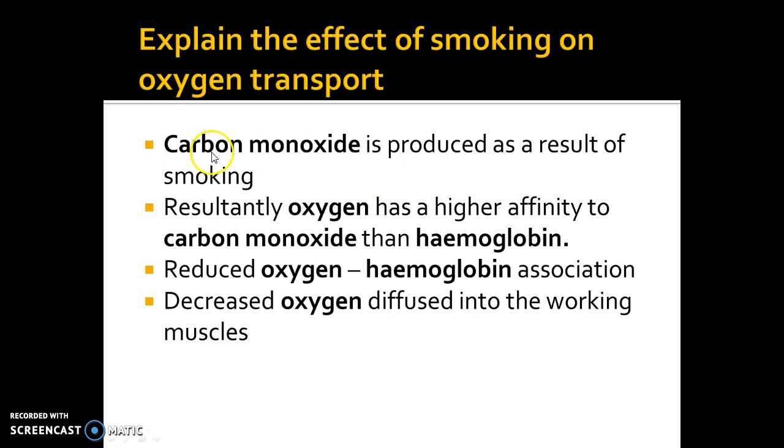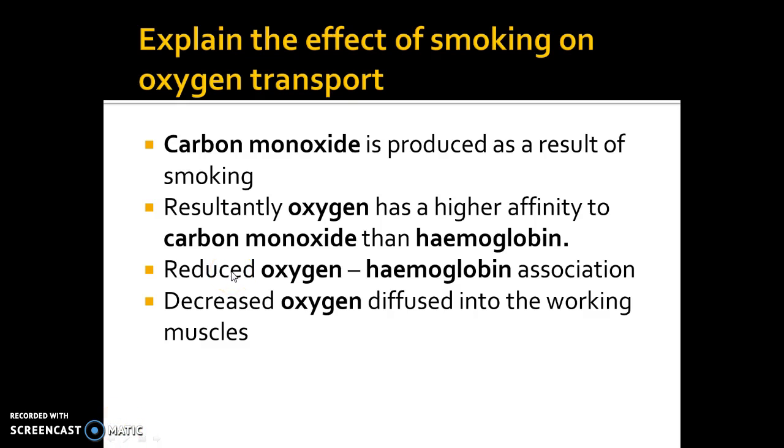So if you look at what it's saying here, when you smoke, carbon monoxide is produced. Resultantly, oxygen has a higher affinity for carbon monoxide than hemoglobin. This then means that the combination between oxygen and hemoglobin is reduced. That is known in physiological terms as reduced oxygen-hemoglobin association. And of course, the net effect of this is that there's decreased oxygen diffused into the working muscles, which means we can work aerobically with less efficiency. So it decreases our aerobic performance, if you want to add that to that section there.